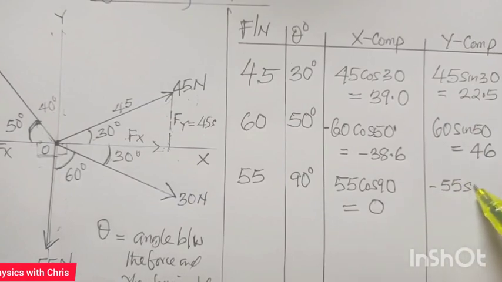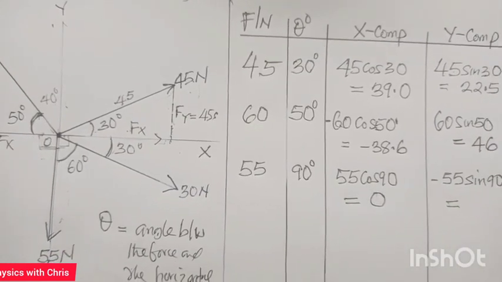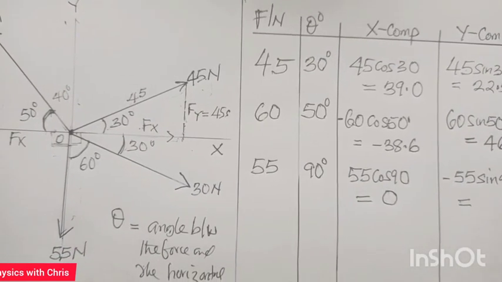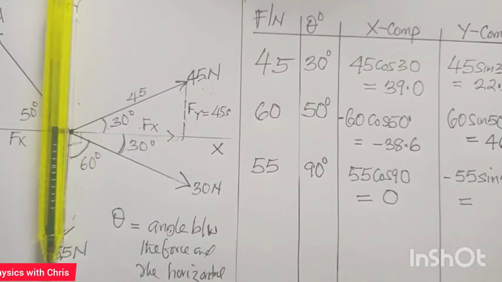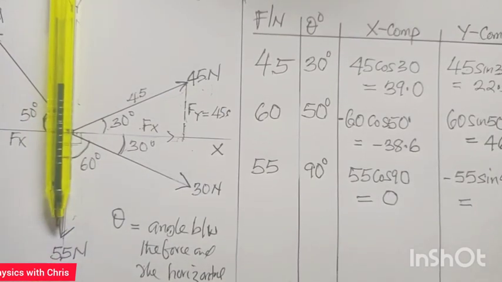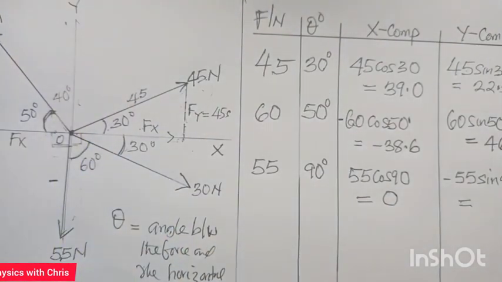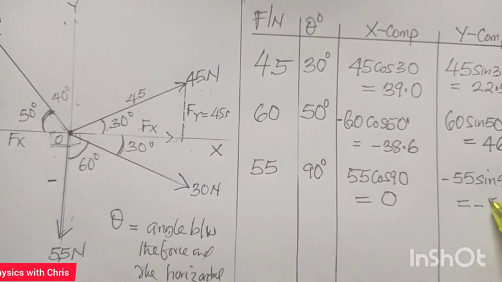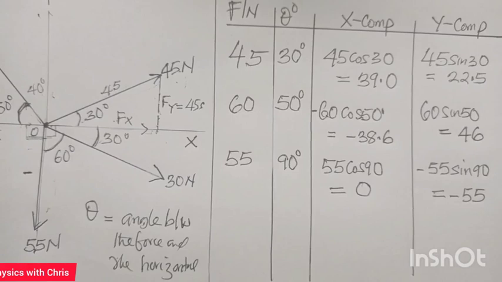Why is it negative? I guess you know why it is negative. So this vector 55 Newton, you can see clearly that the direction is downwards. If I place the tip of my pen in the direction of the vector, it points downward. Pointing downwards means it's negative. So a vector pointing upwards has a positive value, and when it points downward, the negative sign indicates direction. That gives you minus 55 Newton. That's for the y component.